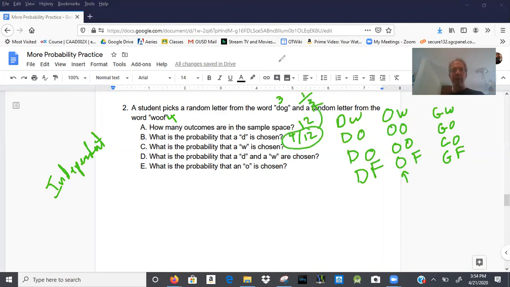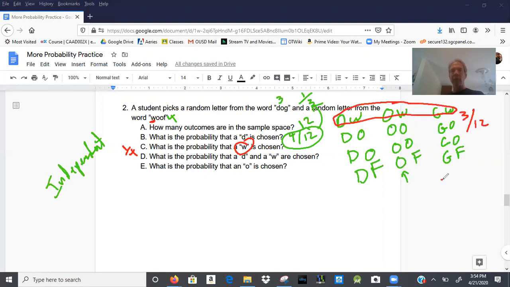I'm going to change colors here. Probability of W. So once again, one thing I can think of, oh, there's 1 chance in 4 over here. So that's actually my probability, 1 out of 4. Or I can look at my whole sample space and say, well, okay, I got W's here, 3 out of 12.